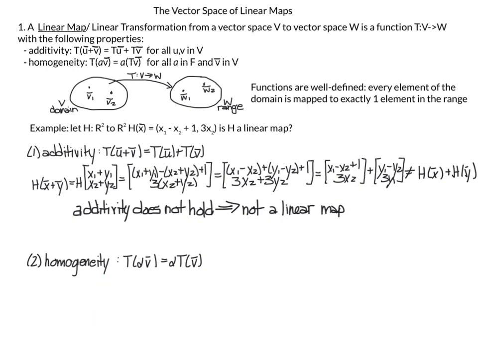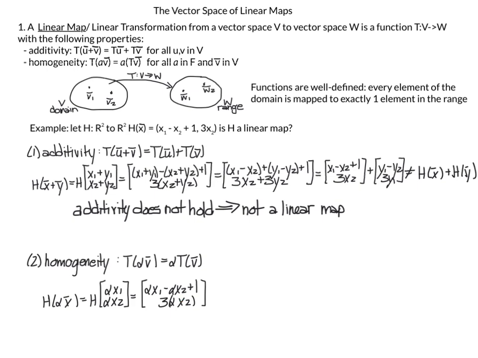I'm going to do more just to illustrate homogeneity also does not hold, but to show whether or not this is a linear map, any one of these conditions failing is enough, and you can stop. For homogeneity, we need to look at h of a scalar times x. So a scalar times our vector x is just alpha x1, alpha x2, and then applying our map of h, that's the first coordinate minus the second coordinate plus 1. So that's alpha x1 minus alpha x2 plus 1. And then for the second coordinate, that's 3 times alpha x2.